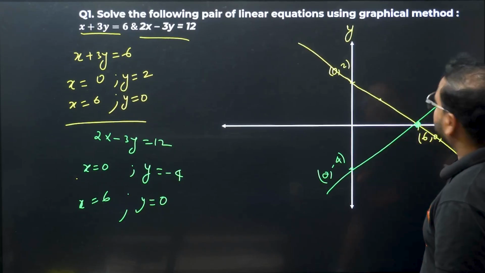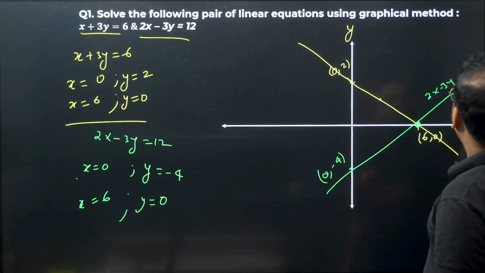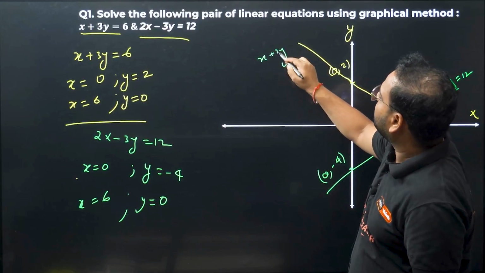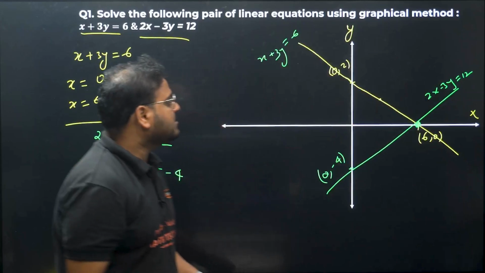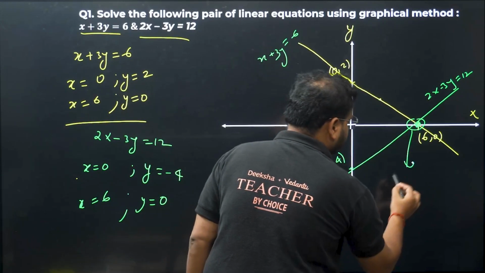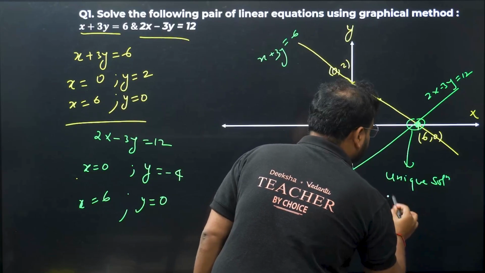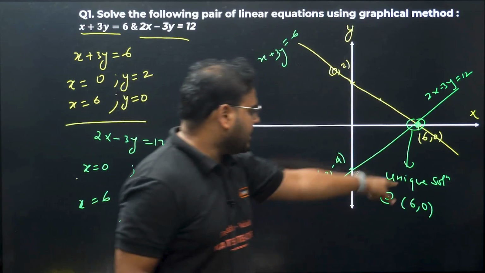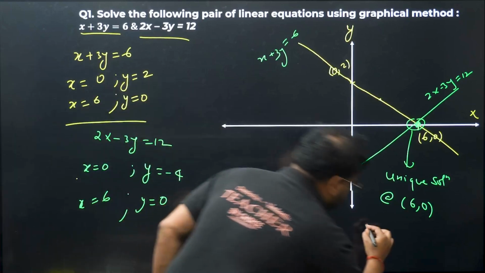So this line represents 2x minus 3y equal to 12, whereas this line represents x plus 3y equal to 6. So you can clearly see from here that there is a unique solution occurring at the point 6 comma 0. So your answer is what? Your answer is x equals 6 and y equal to 0. That's your answer.